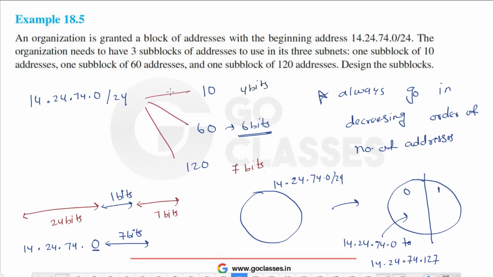Now if you ask me what are the total number of addresses possible in this whole network, you will just say 24 bits are being used for the network ID, 8 bits are available for you, so total number of addresses are 256. 256 addresses are possible. I have assigned only 120 plus 60, which is 180, plus 10, which is 190. So I have assigned only 190 out of this 256. So 256 were available to me. I have used only 190.